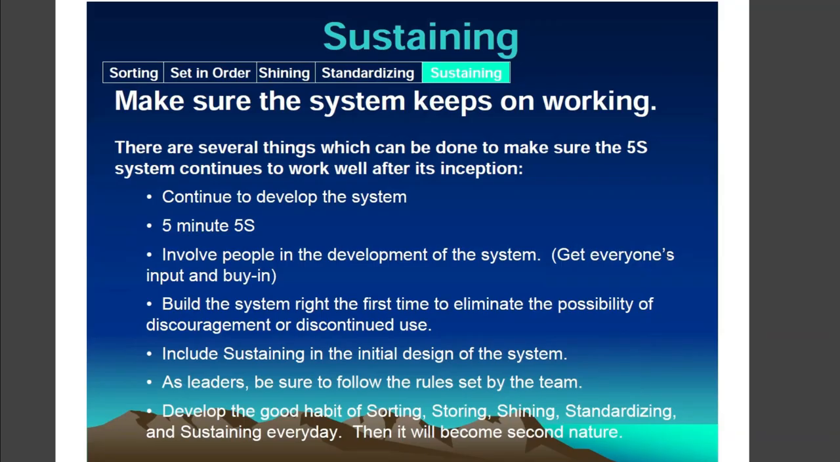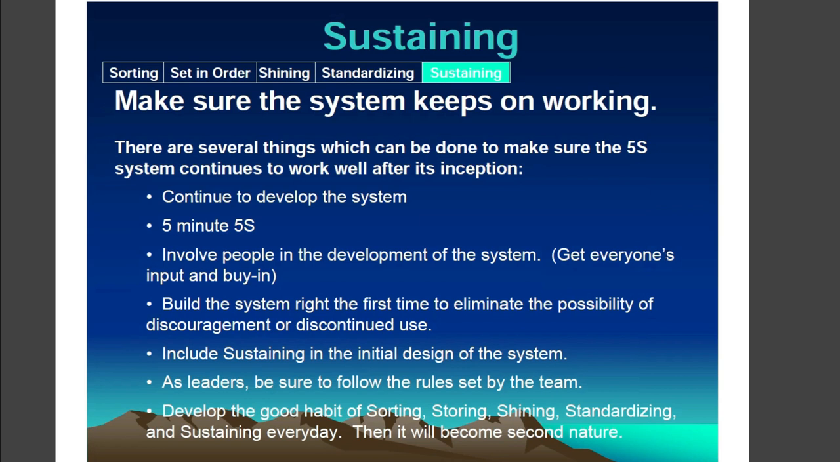Sustaining: make sure the system keeps on working. There are several things which can be done to make sure the 5S system continues to work well after its inception. Continue to develop the system. 5-minute 5S. Involve people in the development of the system. Get everyone's input and buy-in.